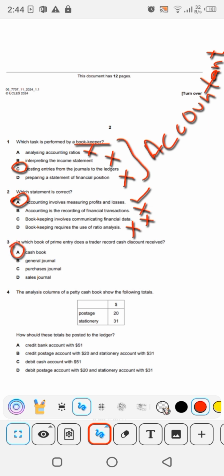So the answer of question number 3 is A, because discount received is recorded in cash book, not in general journal, purchases journal, or sales journal.